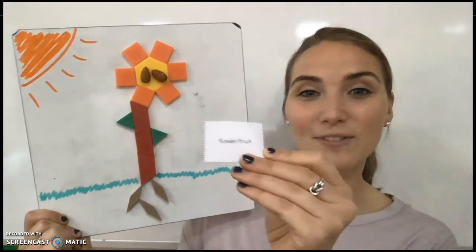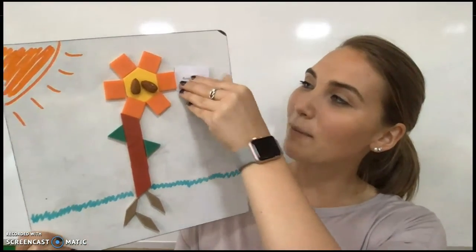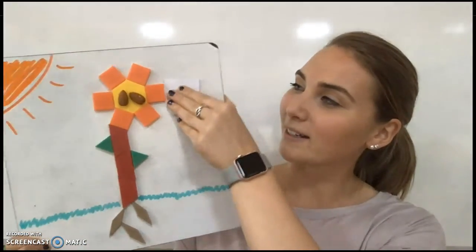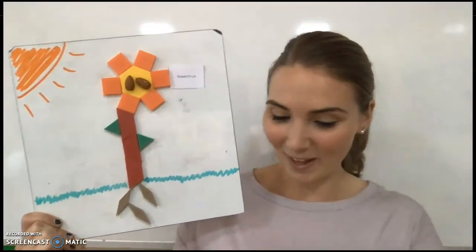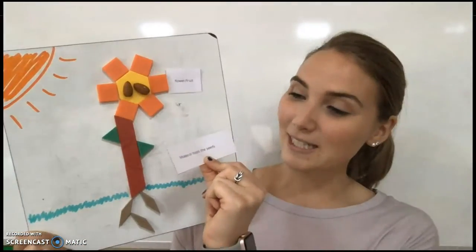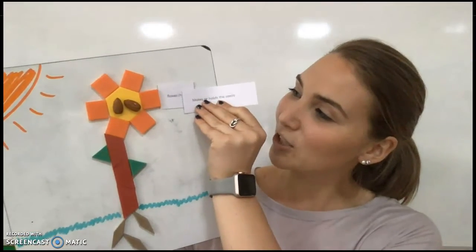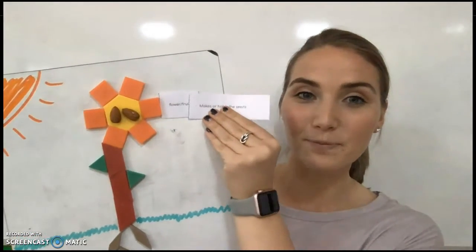This label says flower or fruit. I see that my plant has a flower. The flower is making the seeds. So I can glue that function or description next to that part of the plant.